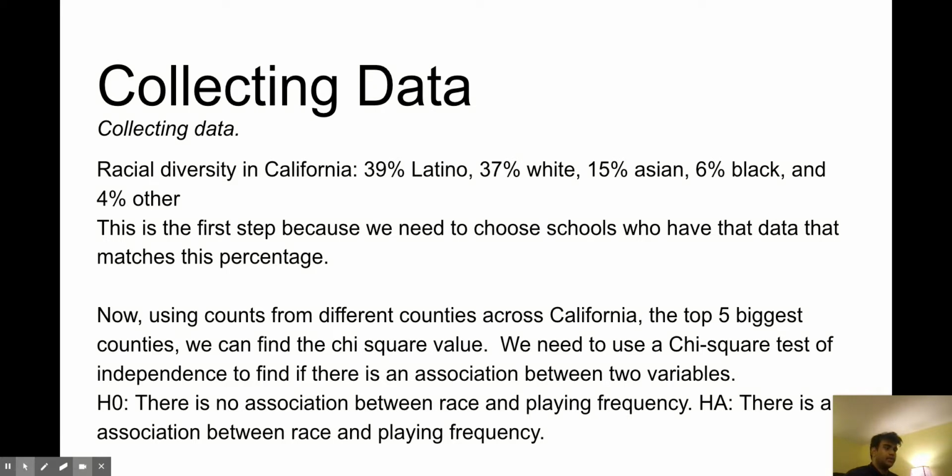Now I needed to use counts from different counties across California, the top 5 biggest counties, to find the chi-square value, which I talk about now. We can use the chi-square test of independence to find if there's an association between the two variables. The null hypothesis is there is no association between race and playing frequency. The alternate hypothesis is there is an association between race and playing frequency. Playing frequency, I don't know how else to word it concisely, just means how many white players you see, how many Black players you see, how many Asian players you see, how many Hispanic players you see. It just counts the amount of players.